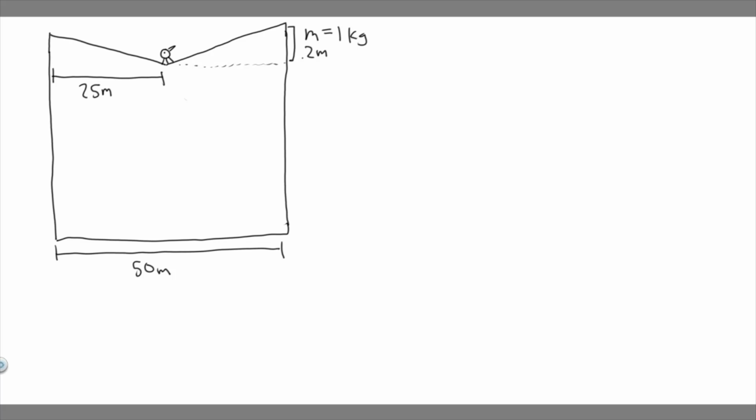We also know, since it's in the middle, this distance right here is going to be 25 meters. The reason is that it's just halfway between the telephone poles, so half of 50 is 25. So that's basically what we know. The first part is drawing the free body diagram, so let's go ahead and do that.